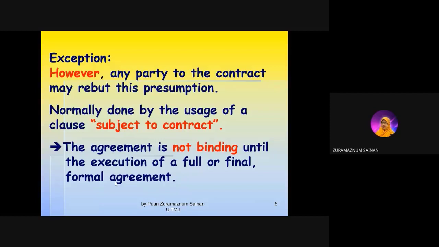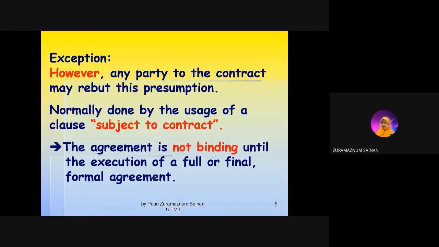Before this pun kita start dah belajar offer pun, saya kata kita boleh buat offer, kita boleh buat acceptance verbally, secara verbal boleh. Tapi kalau nak elak daripada being bound to the contract due to the presumption of intention tu, you kena letak subject to contract. Jadi maknanya selagi tak ada formal agreement, maknanya it is executed in writing, secara bertulis, secara rasmi. So in that case, selagi tu the contract is not binding. Do you get what I mean here?